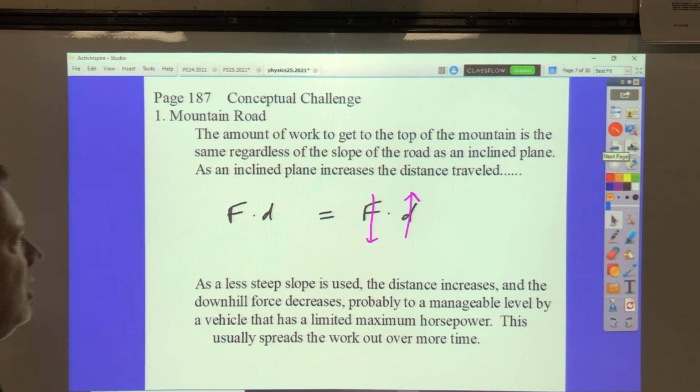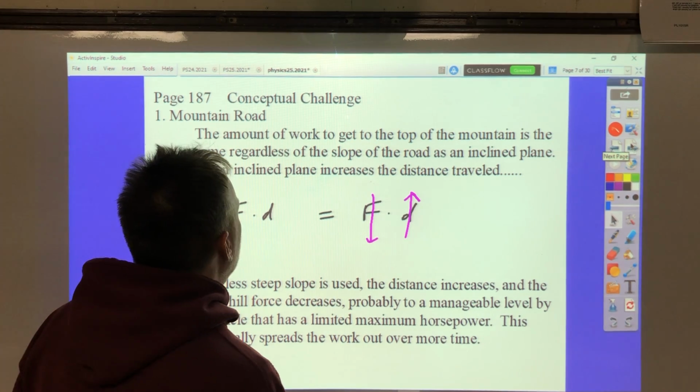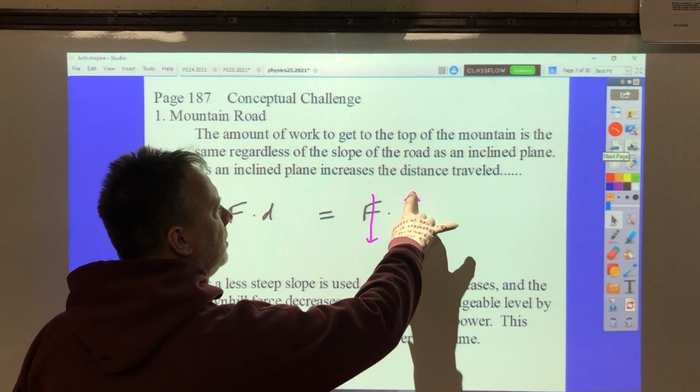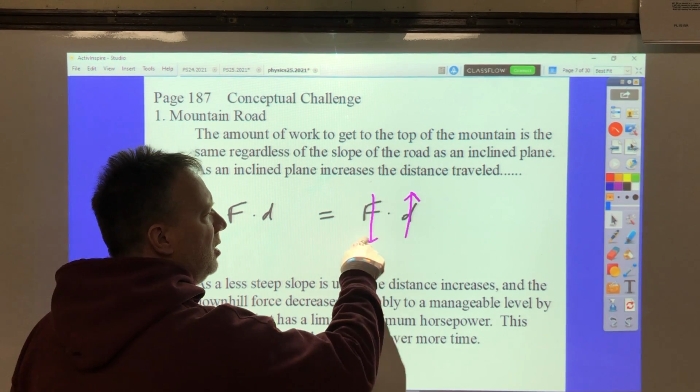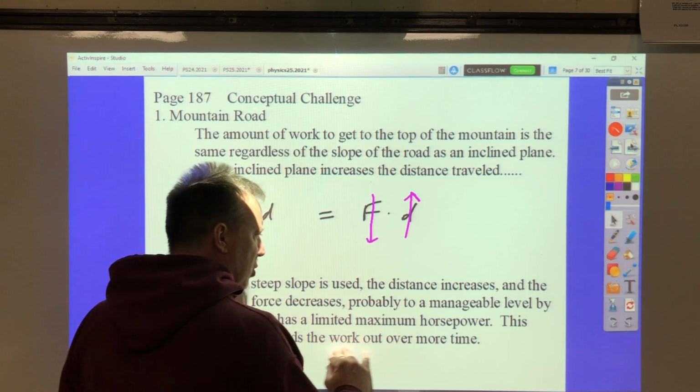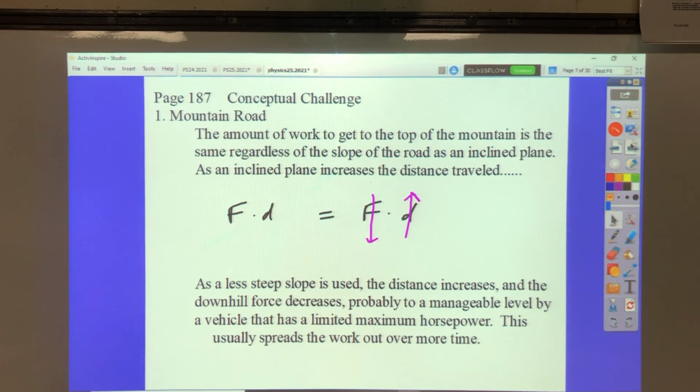And this increases the distance traveled and decreases the force required. So as the less steep slope is used, distance increases, the downhill force decreases to a manageable level for the vehicle, and this will spread the work out over more time. It's going to slow down your progress up the mountain, but it makes it possible to do.